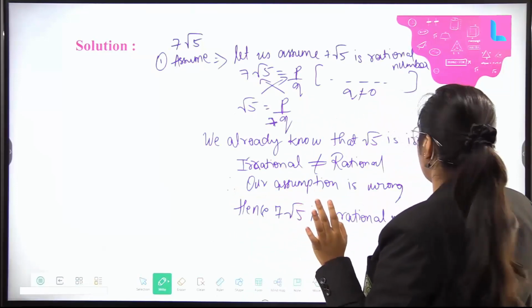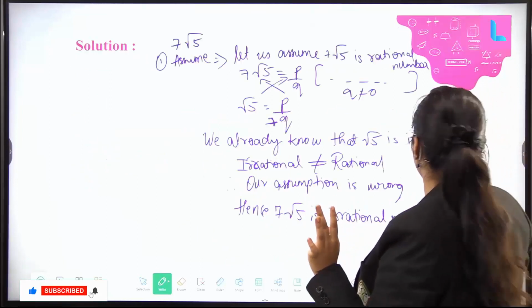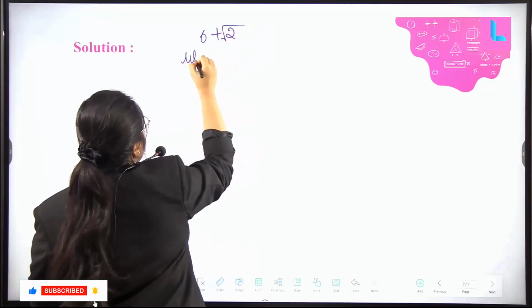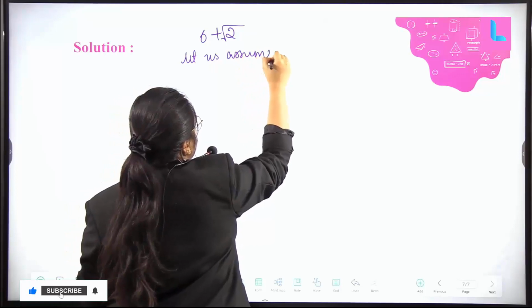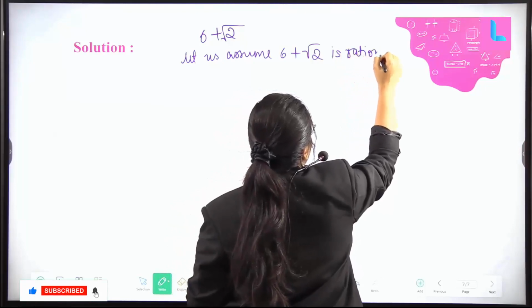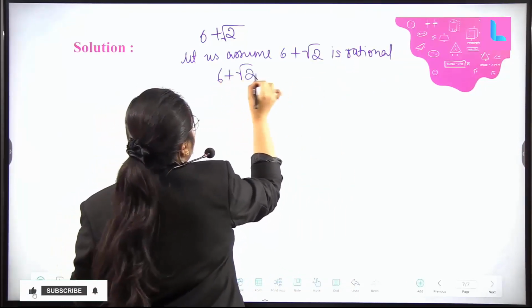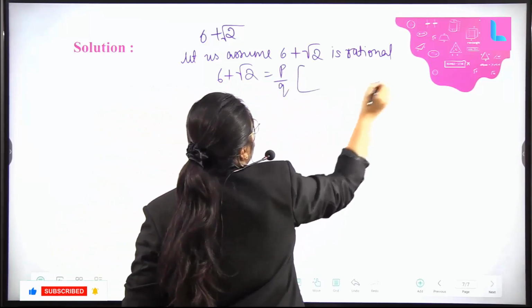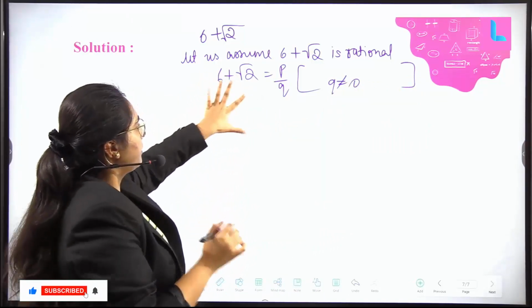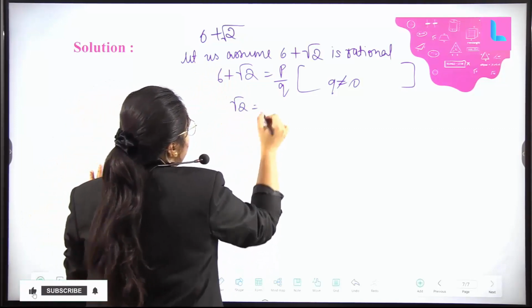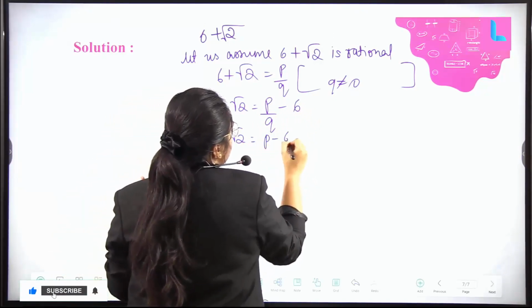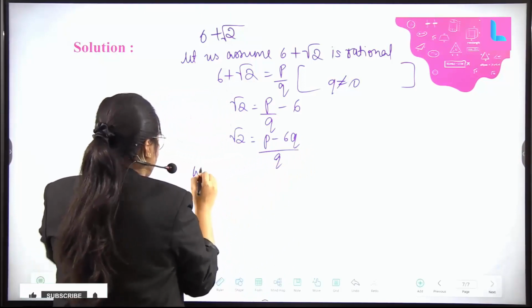One last question. 6 plus root 2. Let us assume 6 plus root 2 is rational. 6 plus root 2 is equal to P upon Q, where P and Q are co-primes, Q is not equal to 0. And over here also just keep root 2 towards your left hand side. Root 2 is equal to P by Q minus 6, that is P minus 6Q by Q. Write the assumption, we know that.